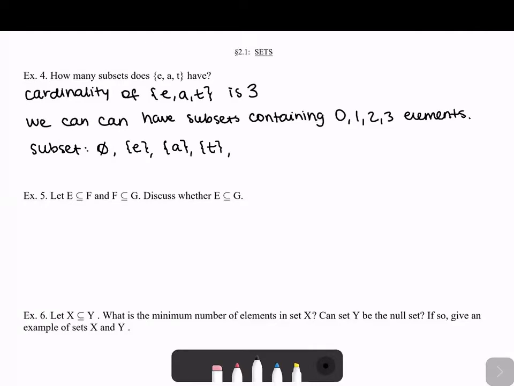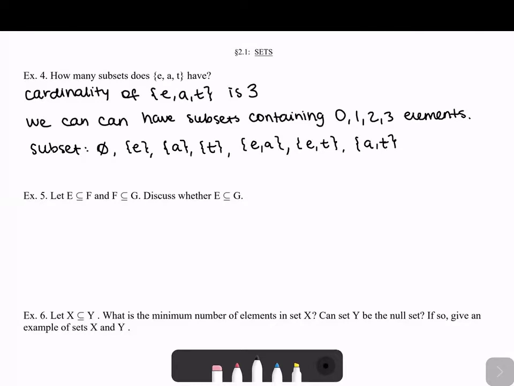And now we'll look at subsets containing 2 elements. So we can have E and A. We can have E and T. And we can have A and T, right? And remember that the order of a set doesn't matter. So the set EA is the same as the set AE. We just need to leave out one of the 3 elements to have a set with 2 elements.